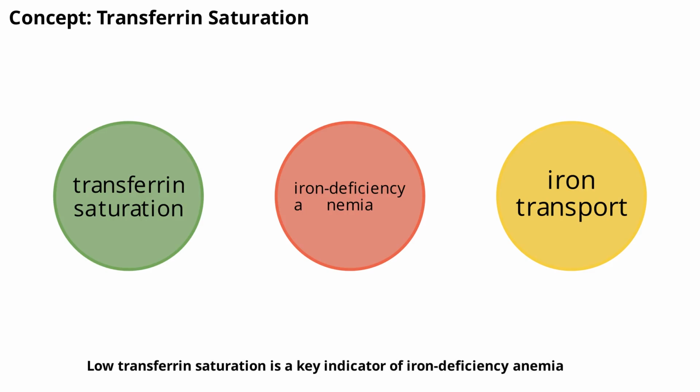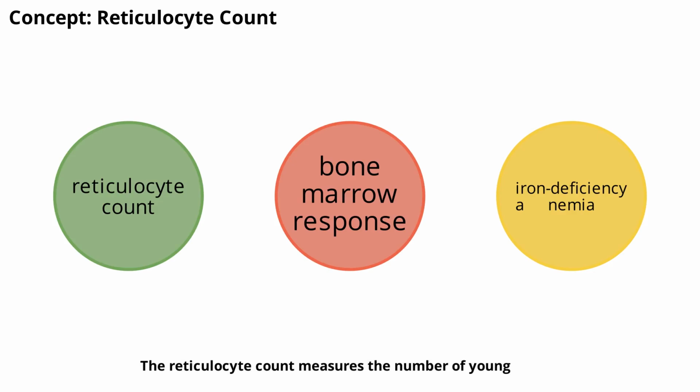Low transferrin saturation is a key indicator of iron deficiency anemia and helps confirm the diagnosis when used alongside other tests. The reticulocyte count measures the number of young, immature red blood cells in the bloodstream. It reflects bone marrow activity and the body's response to anemia. In iron deficiency anemia, the reticulocyte count is usually low or normal, but it increases after iron therapy as new red blood cells are produced.